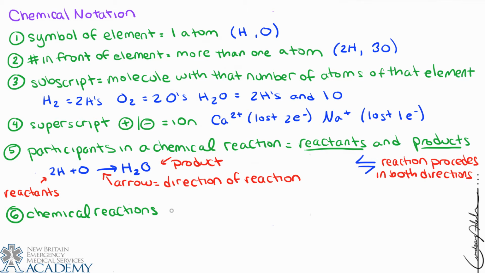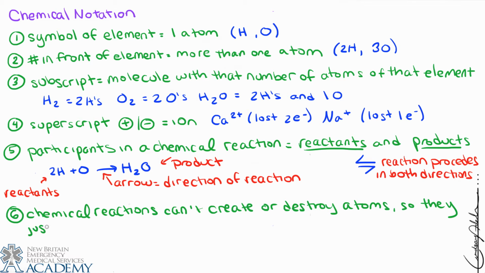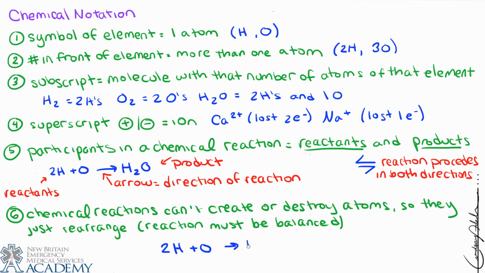Now, of note, chemical reactions can't create or destroy any atoms, so they simply rearrange. A reaction has to be balanced. We have to start with the same number of atoms of each element in the reactants and end with that number in the products. So for example, when we consider 2H plus O equals H2O, we notice that we have 2 H's on the reactant side of the reaction and 2 H's on the product side of the reaction, and then similarly 1 O on the reactant side and 1 O on the product side.